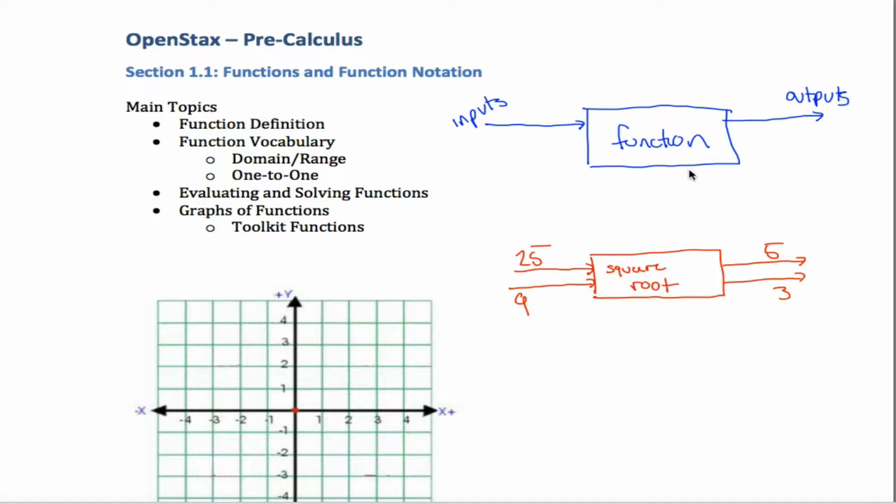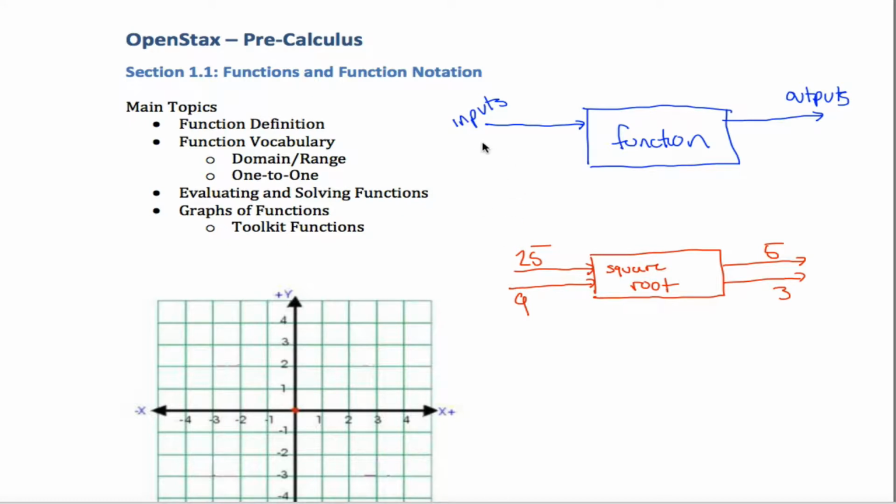Some vocabulary. The numbers that you can put into your function are what are called the domain. It's the domain of the function. The numbers that can possibly come out of your function are what's called the range of the function. We'll learn in the next section a lot more about domain and range, what numbers are in the domain, what numbers aren't in the domain, that kind of stuff. But for now, I just wanted to introduce them as vocabulary terms. When you see domain, think all possible inputs.